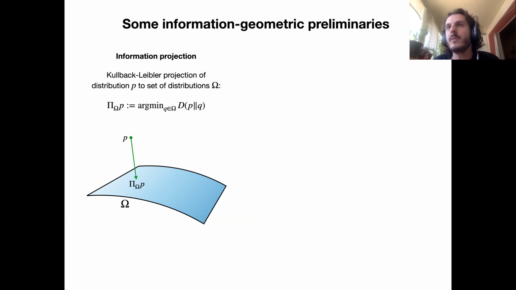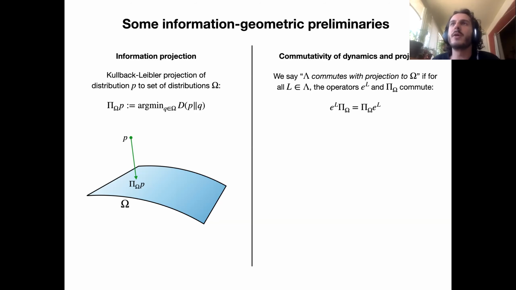And the second idea I have to introduce, so information projection is very standard, many of you have seen it before, is what I call the commutativity of the dynamics and the projection. This is not a standard idea, so this is something that we introduce. And we say that this set of dynamical operators, lambda, commutes with the projection to a set of probability distributions, omega, if basically for all the elements L in lambda, the operators e to the L and the projection to omega commute with each other.